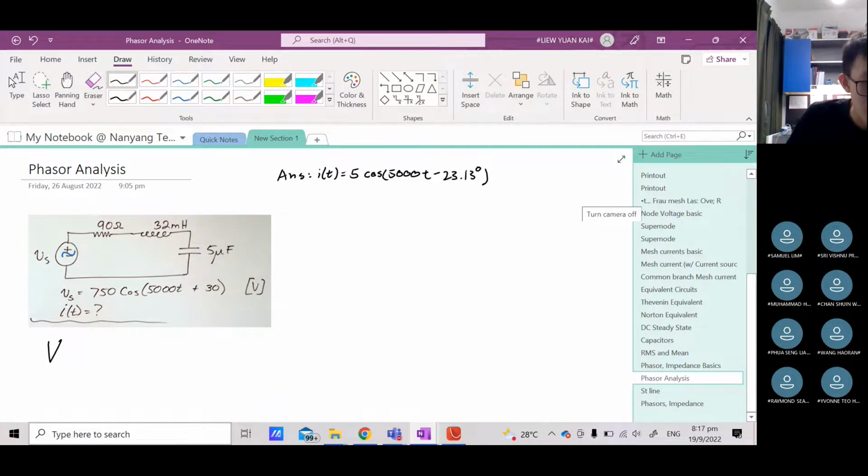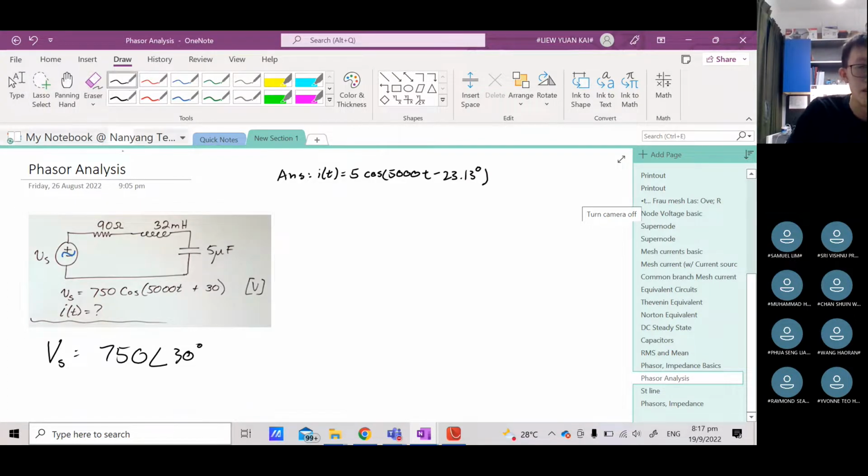So we denote it with capital V S is equal to, now to write the phasor, remember, you just take the amplitude and the phase. So amplitude and the phase, 750 at an angle of 30 degrees. Okay, then what else can we change?